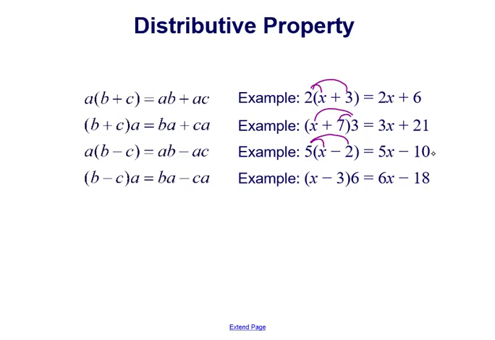And finally, if we have subtraction inside the parentheses and we have a variable after the parentheses, it still works the same way. We have the parentheses b minus c times a equals ba minus ca, where our example is the quantity of x minus 3 times 6. We're still going to do 6 times x is 6x, and 6 times negative 3 is negative 18, so 6x minus 18.